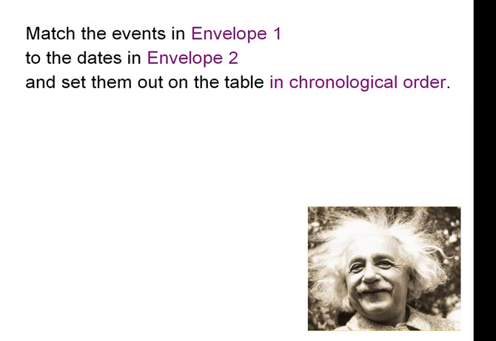You've got a pack of envelopes. You've got 26 events in envelope number 1. You've got 26 dates in envelope 2. You've got to match them. They match one-to-one. Let me give you 2 really vital pieces of information. The first date is the date he was born, and the last date is the date he died. See, I've done 2 for you already. You've got to set them out on your tabletop in chronological order, all the dates and events matched.